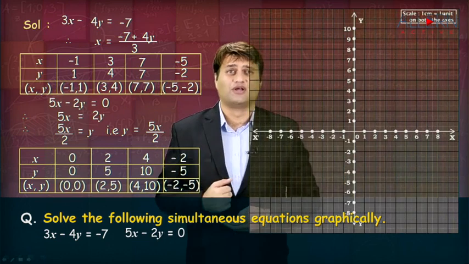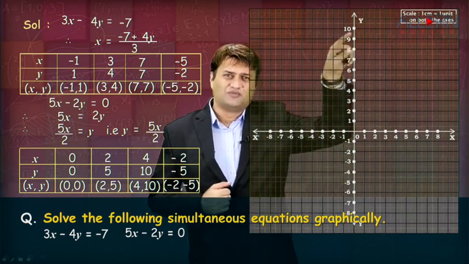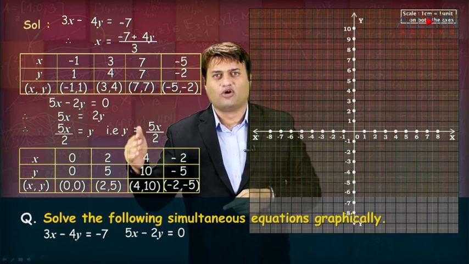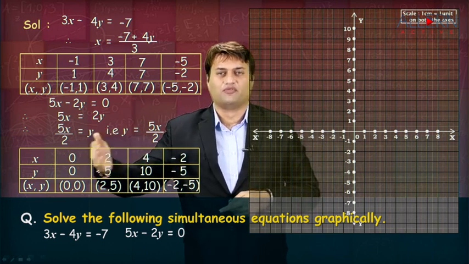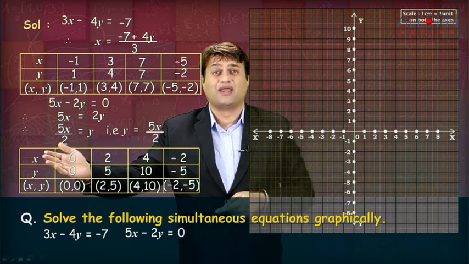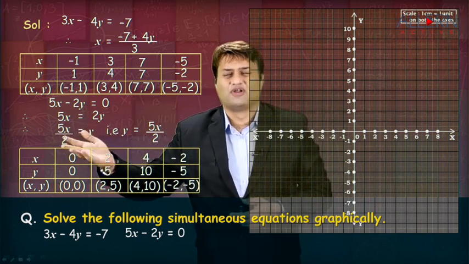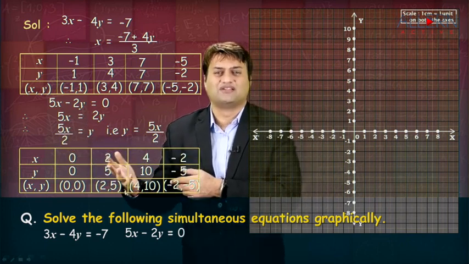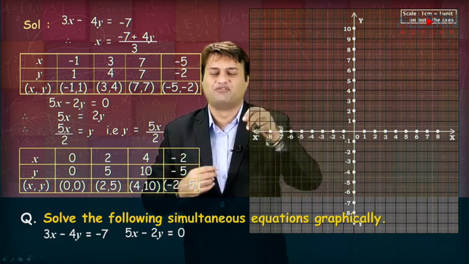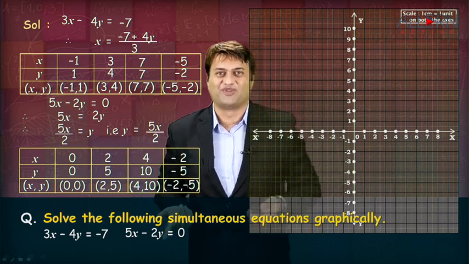Now you plot it on the graph paper. 10 comes on the graph paper, but if at all you are not comfortable with 10, you can assume x as minus 1 also. Minus 1 is also fine, because when you assume x as minus 1, you will get minus 2.5, which is plottable on the graph paper again, right.